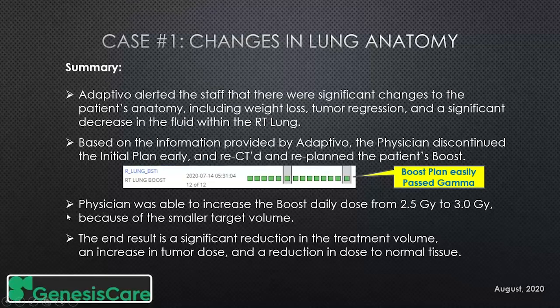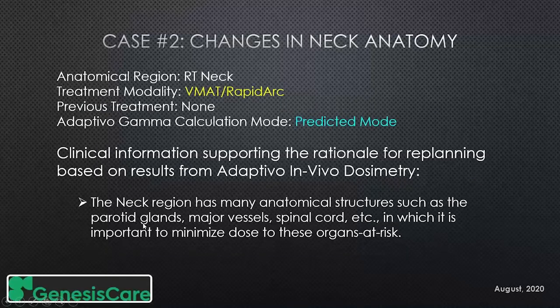Next, the physician was able to increase the boost daily dose from 2.5 gray up to 3 gray because of the smaller treatment volume. The end result is a significant reduction in the treatment volume, an increase in the tumor dose, as well as a reduction in dose to normal tissue. So next, we're going to talk about case 2.